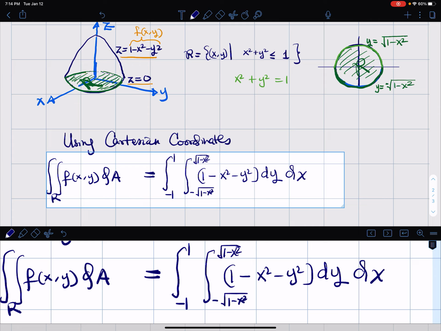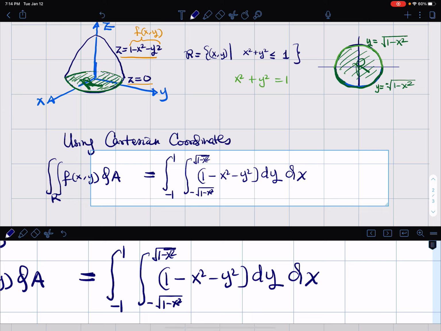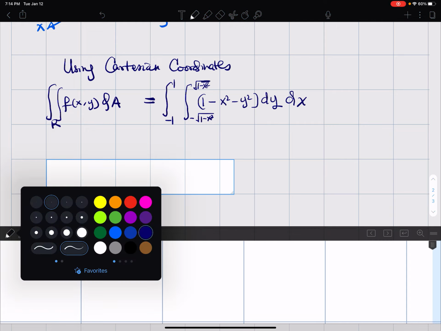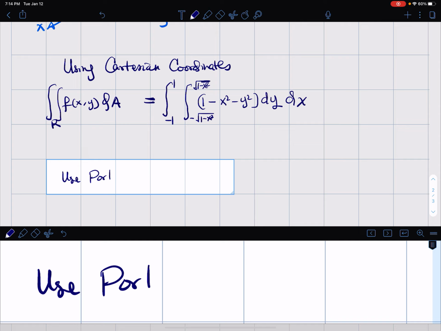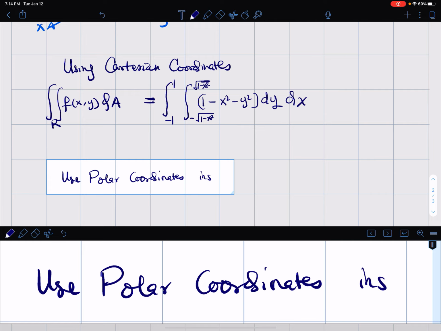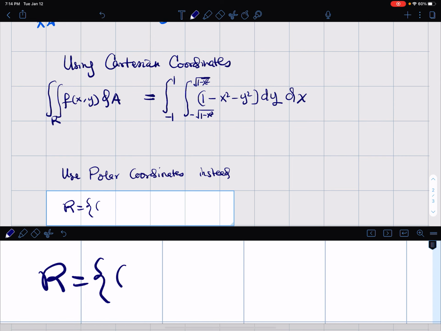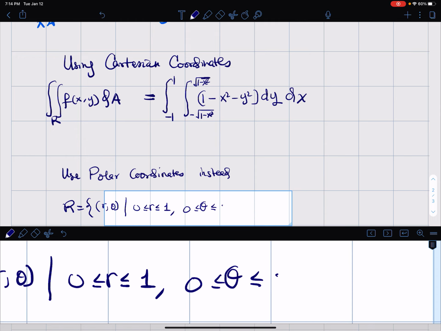All right. This is doable. There's nothing wrong with this. But the problem here is that this square root sign is going to give you some problems when you're trying to do the integration. So we're not going to go that route. We're going to try to use polar coordinates instead. Our region R is just a circular region, so it's r, theta such that r is between 0 and 1 and theta is between 0 and 2 pi.